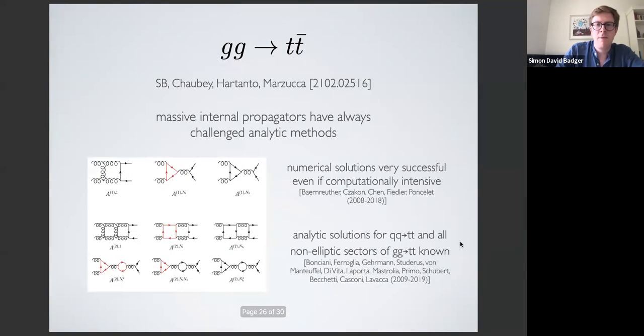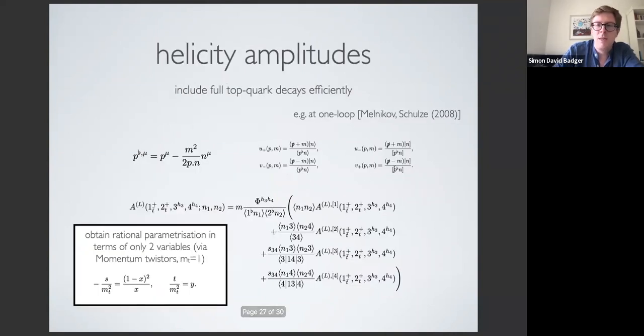All right, so maybe if I take 2 minutes to mention the last thing that I promised you, which was to look at a simple process, but with massive internal propagators. Here again, the challenge is to deal with both the complexity from the massive particles, but also the elliptic sectors that turn up. And the reason we were interested in doing this, well, there's two things.